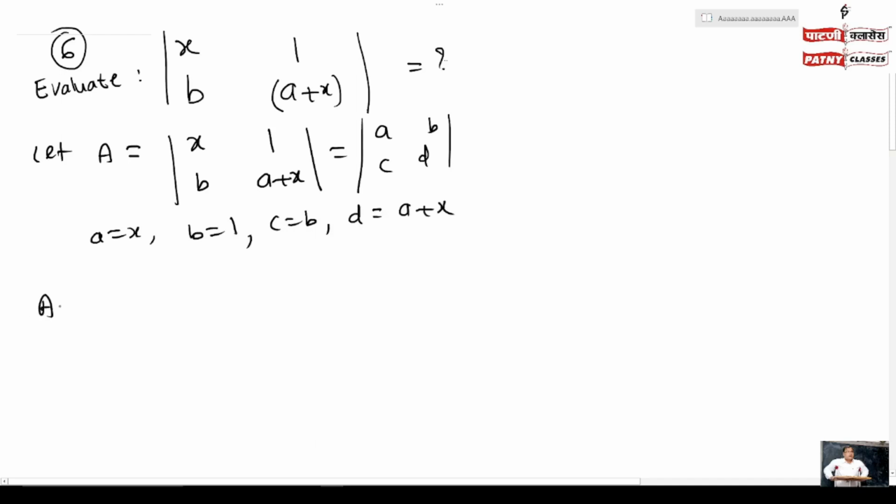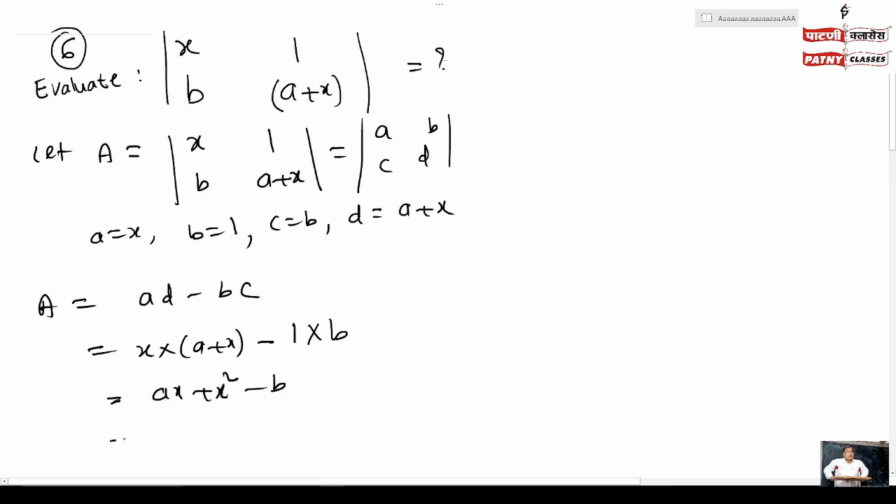Now the determinant of A is given by the formula AD minus BC. So x into a plus x minus 1 into b. So ax plus x square minus b. So the final answer is x square plus ax minus b. This is the answer.